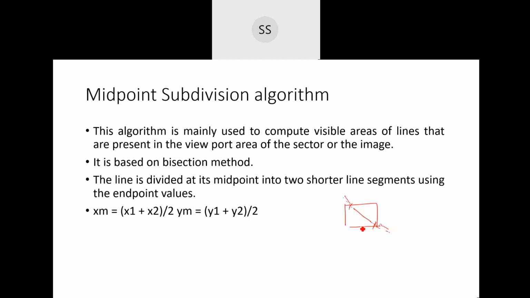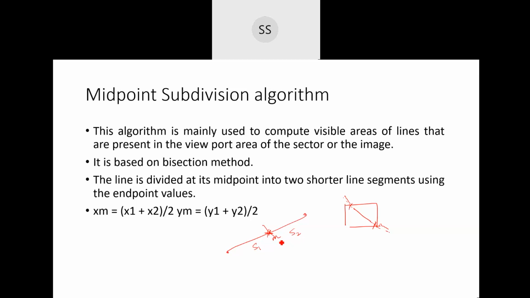And to do this, what we do is, if you get a line, you have a line. We try to divide this line into two segments. You can call this segment 1 and you can call this segment 2. How do you find it as two segments? We try to find the midpoint.